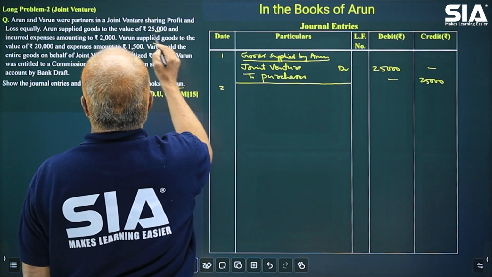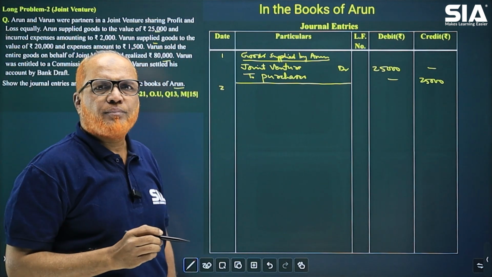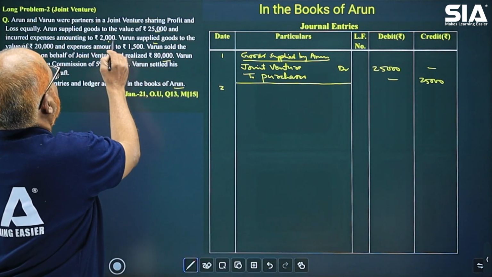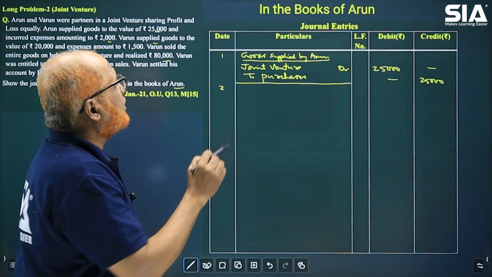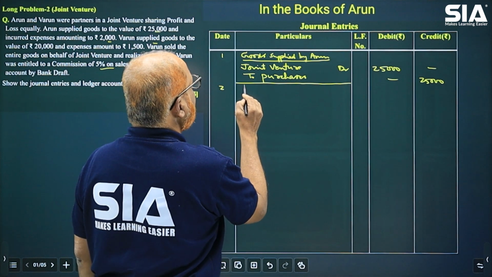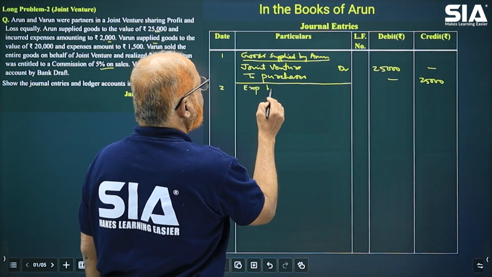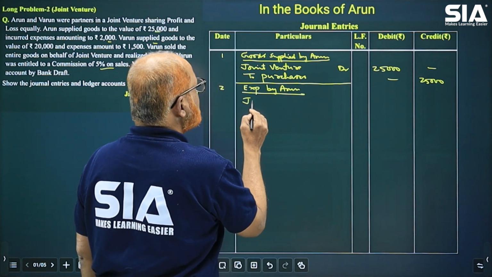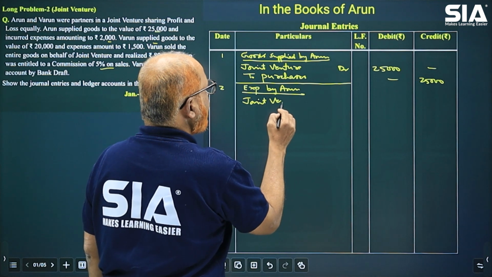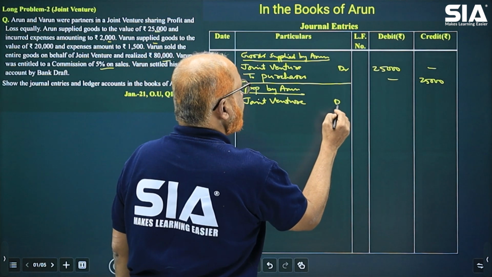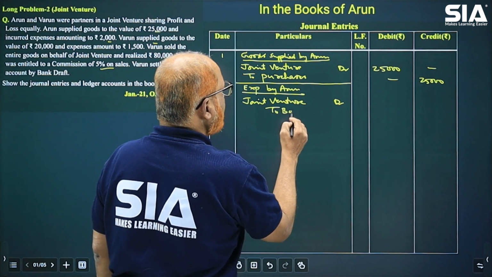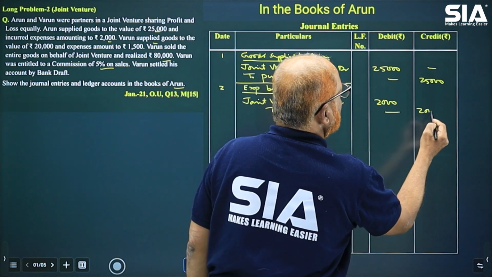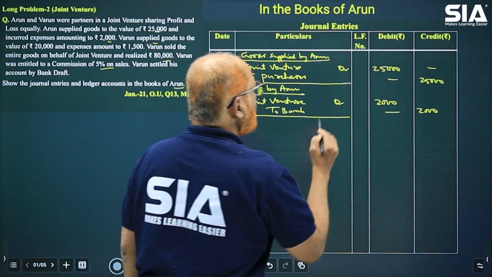Now the second entry: Arun incurred expenses amounting to 2,000. Arun has paid 2,000 rupees for expenses. The entry will be joint venture account debit to bank, expenses by Arun, 2,000. Two entries are over.